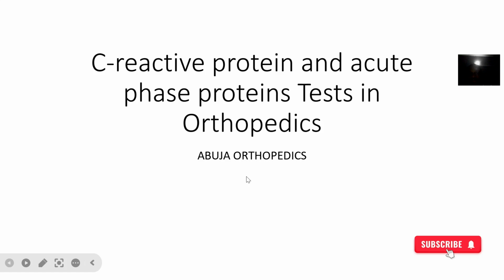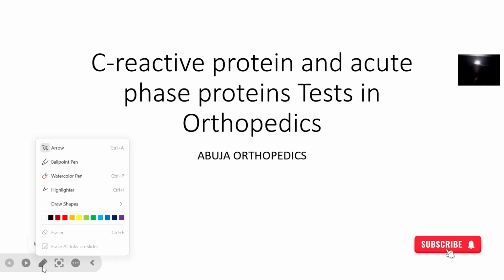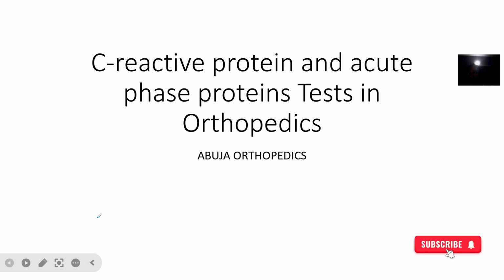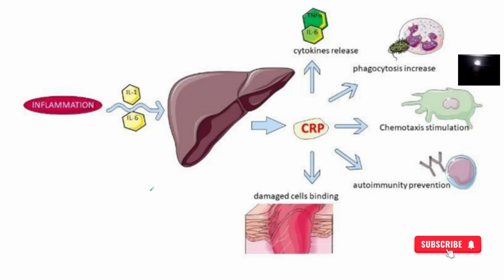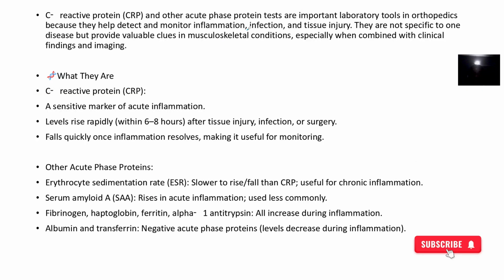All right, so of course, if you know C-reactive proteins and acute phase proteins, they will rise when there's an inflammation or so. What we said is that they're very important laboratory tools, and they help to dictate if there's an inflammation, an infection in a tissue, or any injury, you understand. C-reactive protein, to be particular, is the one that we always use, so that's why we're discussing it especially.